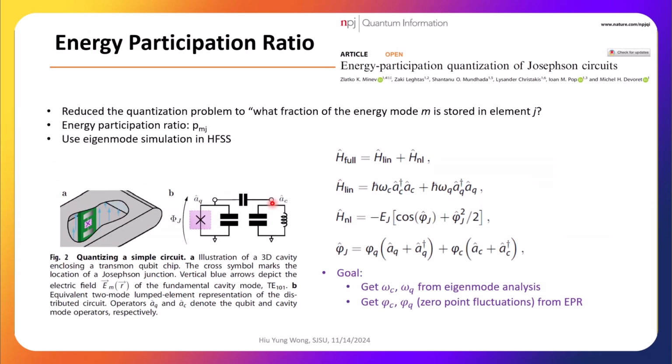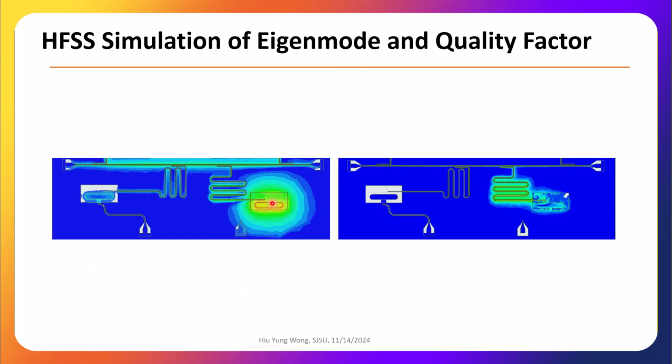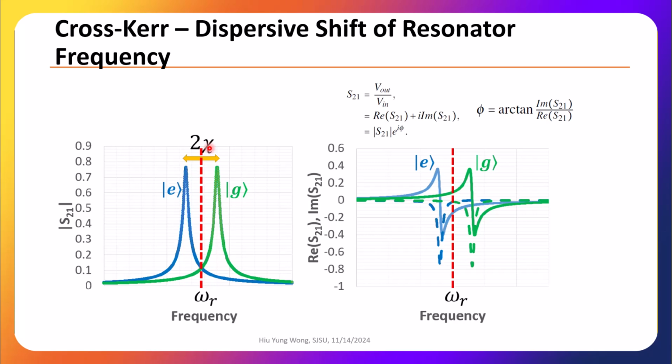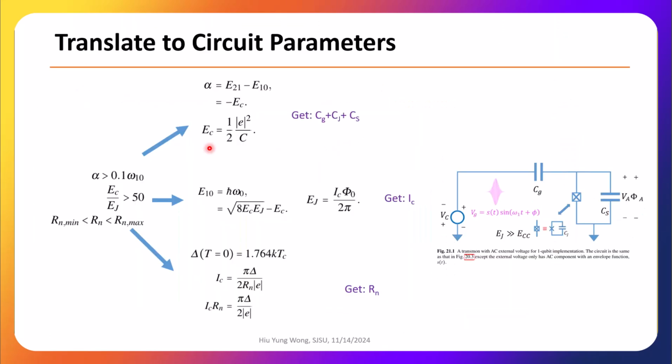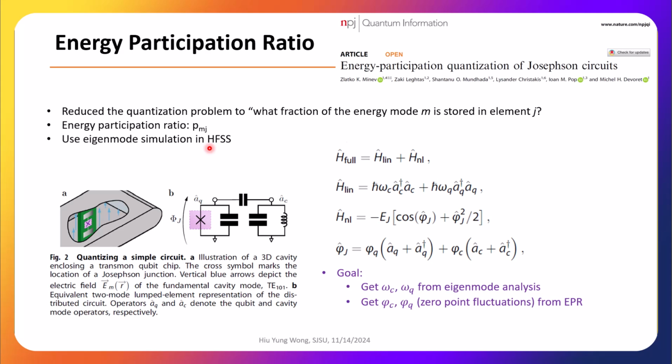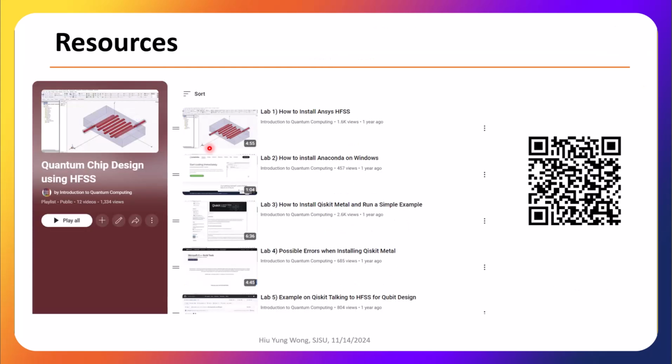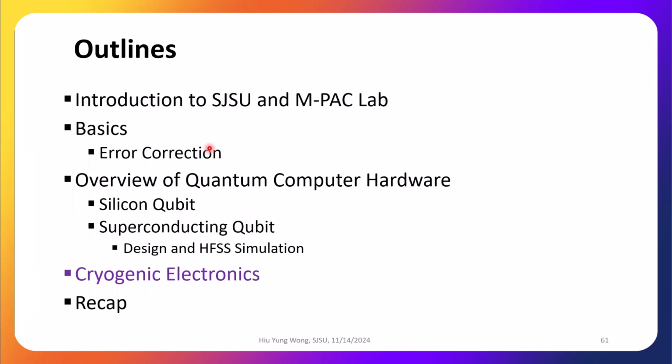Right. So that's one thing. Also there is the so-called energy participation ratio, which is going to affect the separation of the readout, the cross curve. And there's a method to do the energy participation ratio simulation using HFSS. We won't go into detail, but the point is you convert the quantum mechanical problem to a classical simulation. Right? So HFSS is very important in doing superconducting qubit measurement design. And here are some videos I made to help people to do the design, to use the tool.